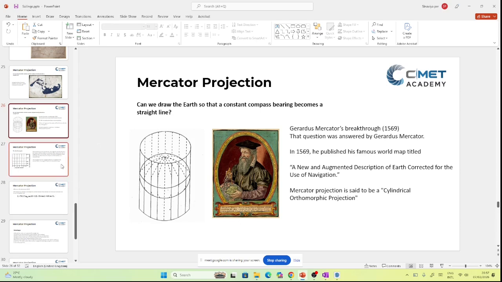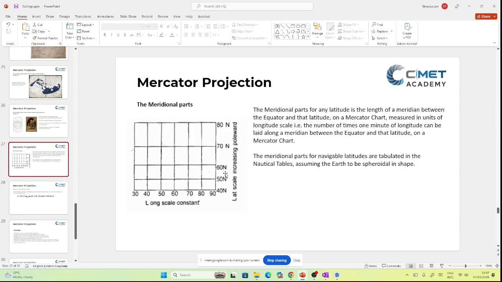Are we clear? Yes, sir. Okay, so then there are two types of distortions. So this is the Mercator projection, then we'll come to meridional path scaling.